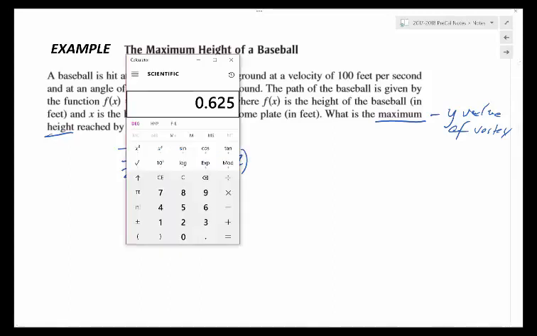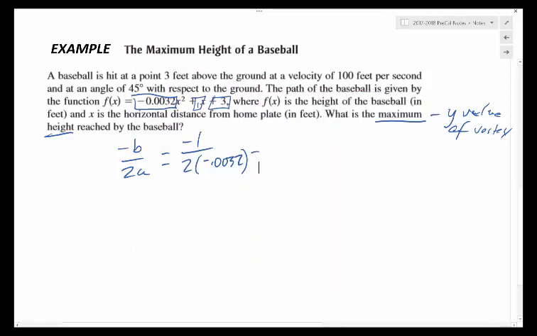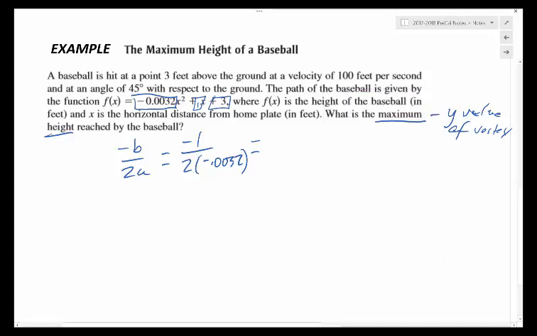Okay? For this occasion, it's not a bad idea to use a calculator. As much as I hate them, they do serve a purpose. So my negatives will cancel out, so I'm going to take 1 and divide it by, in parentheses, 2 times 0.0032, and then close parentheses, and I get 156.25.